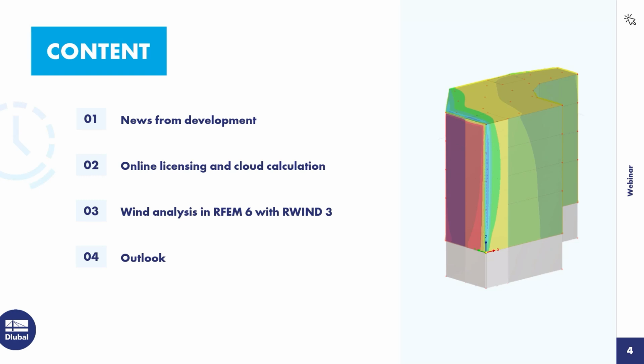Thank you, Andreas, for your introductory words. I also want to welcome you to today's webinar. Today we are going to look at 4 different topics. At first, I want to give you a quick overview over the latest development features that we've implemented into RFEM 6 and RWIND 3. Then I want to point out a very specific highlight of these new features, and that is the online licensing possibility and cloud calculation capabilities of now RWIND 3.